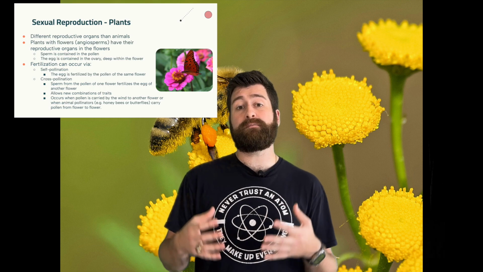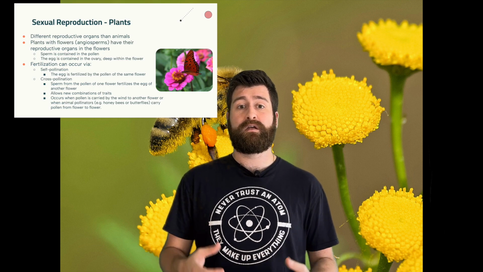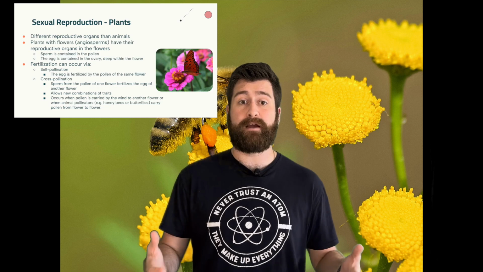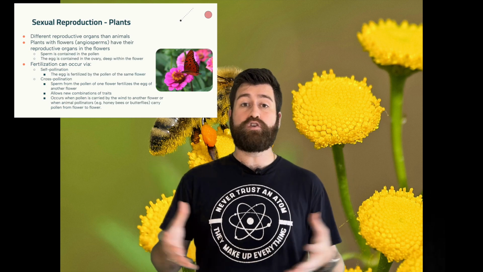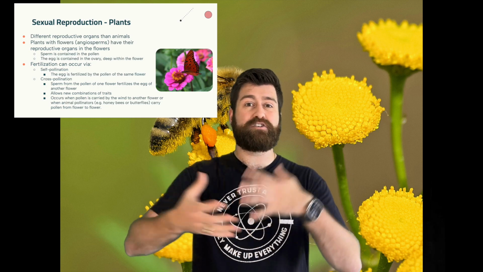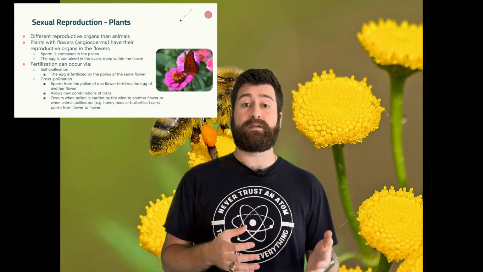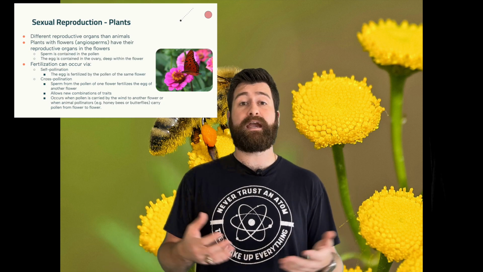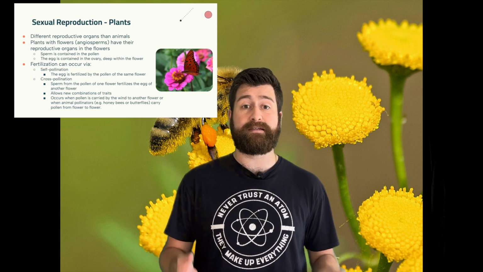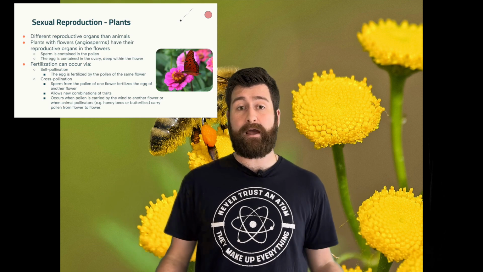Cross-pollination is where sperm from the pollen of one flower fertilizes the egg of another flower. This allows for a new combination of traits because it's not sharing or coming from the same flower. This occurs when pollen is carried by the wind to another flower, or when animal pollinators like honeybees or butterflies carry pollen from flower to flower.